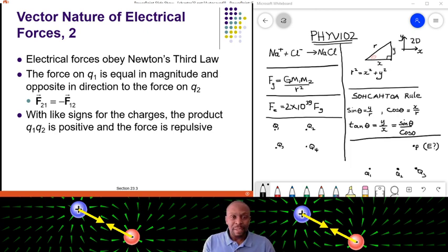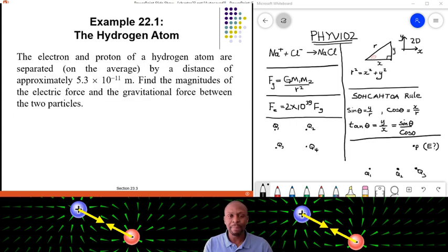Now, electric forces obey Newton's third law. As I've told you, F21 is the same as F12, but they are in the opposite direction. As a result, you will have a negative sign here to denote the force in the other direction. And I've been saying that like charges will always repel, whereas opposite charges will always attract each other. For argument's sake, let us do the following problem of the hydrogen atom.